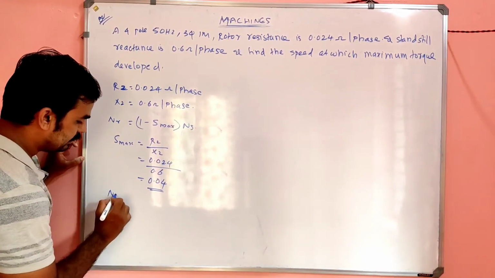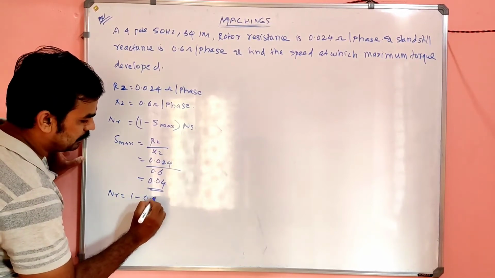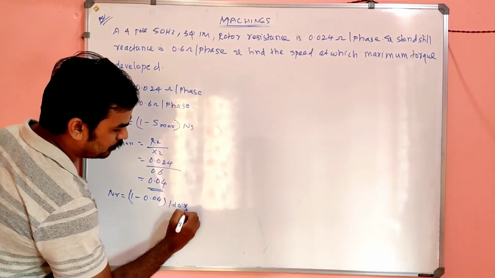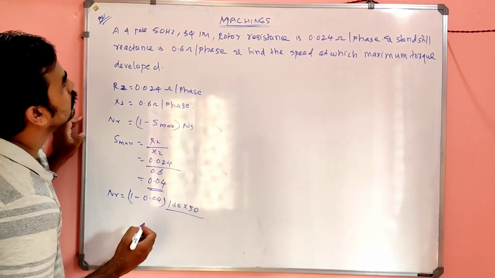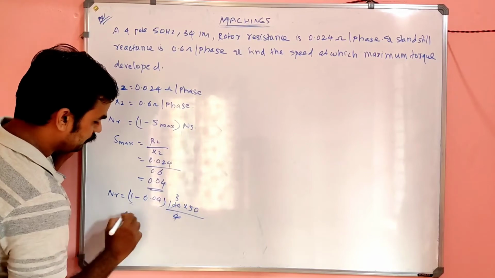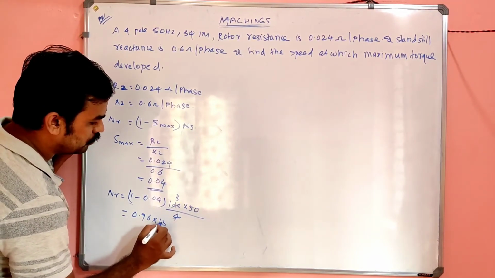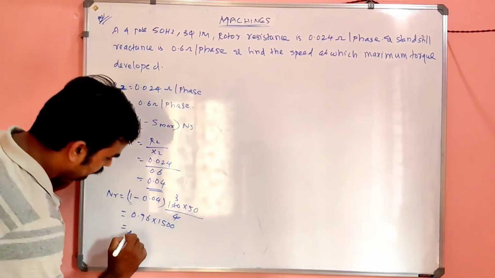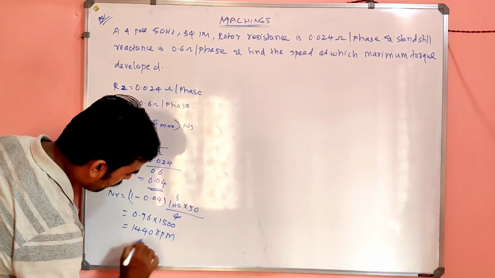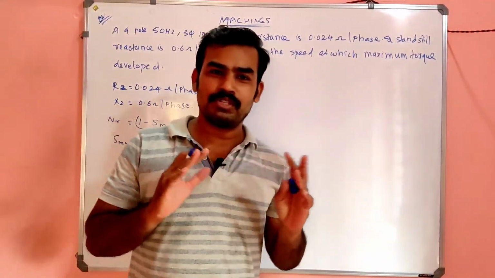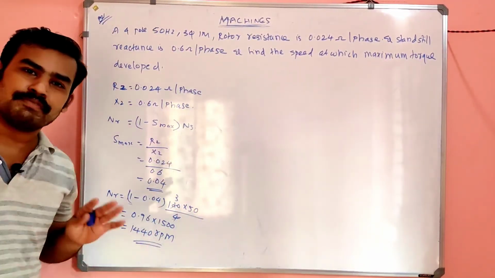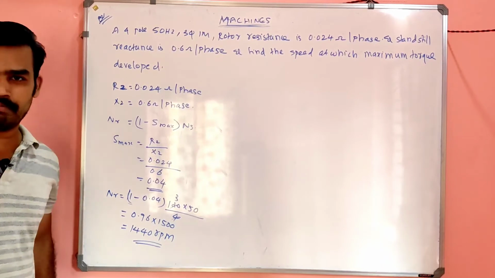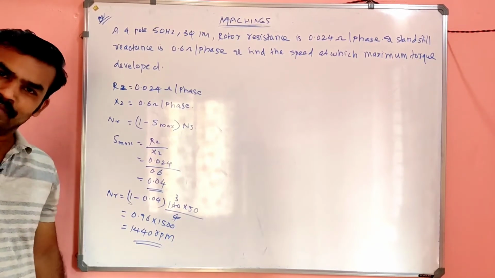You can directly substitute: N is equal to 1 minus 0.04, into NS. What is NS? Synchronous speed, no? Synchronous speed is nothing but 120 into f by P. P is nothing but the number of poles, 4 pole. So it will be 0.96 into 1500, which is 1440. Which means a 1500 RPM machine normally runs at 1440 RPM. It is always like that. For a 1500 RPM machine, the rotor speed will be nearly equal to 1440 RPM.